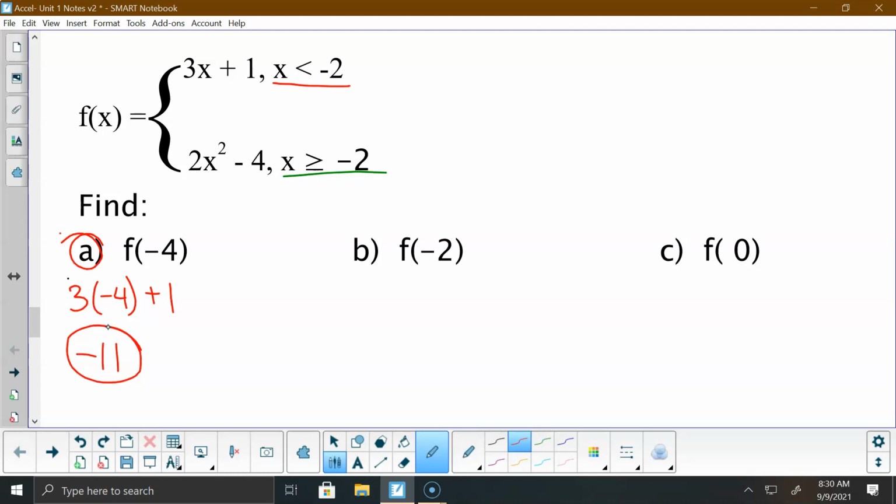For B, I have -2. Which one am I using, red or green? Green. All right. Because it is equal to -2, so I need to make sure I'm plugging it in the right spot. So 2 times -2 squared minus 4.